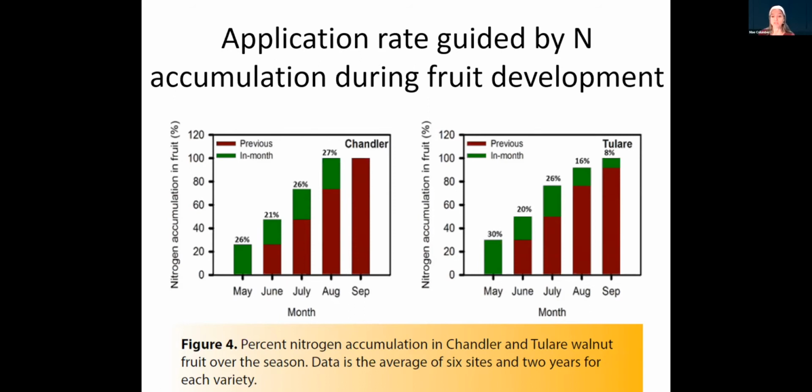And so these two graphs show the nitrogen accumulation in the fruit starting in May through September for both the Chandler and Tulare varieties. And so the current recommendation is to apply about the first 26% after 70% leaf out in late May, in May, and then 21% by late May, beginning of June, and then 26% in late June or early July.